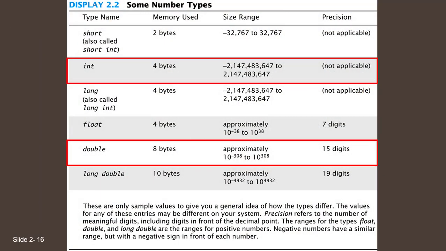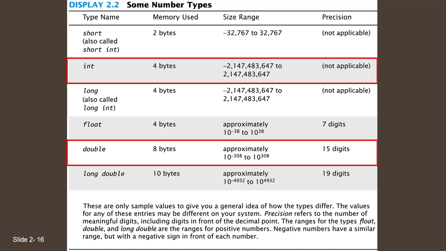Here's a table that comes from your textbook that shows all the various data types that store numbers, and you can see on the column on the far left-hand side where it says type name: short, int, long, float, double, long double. Those are all different ways of storing data. There are really only two that we will actually use in here, and I put a little red box around both of them. Int for integers and double for real numbers.